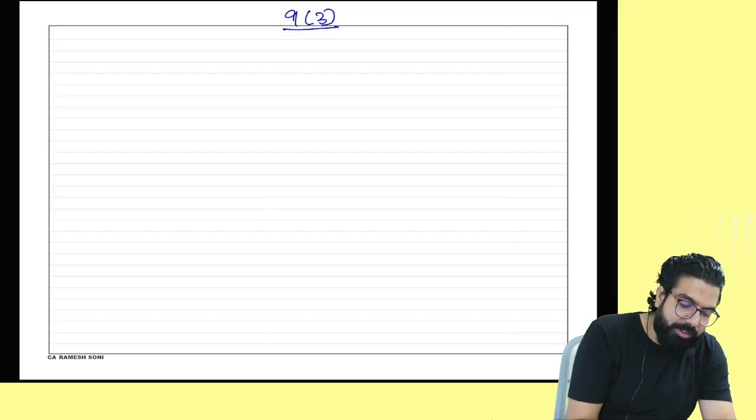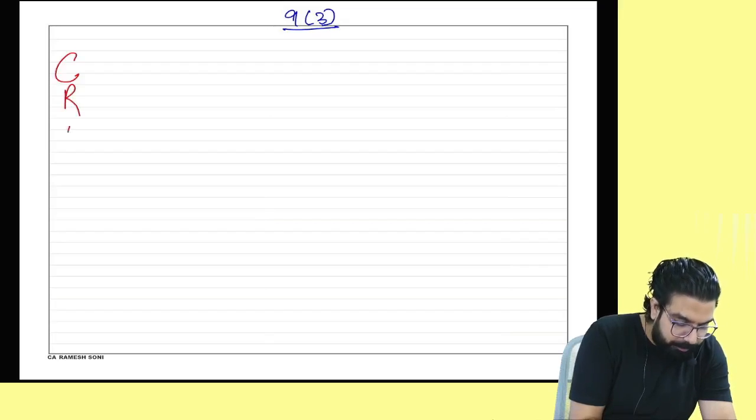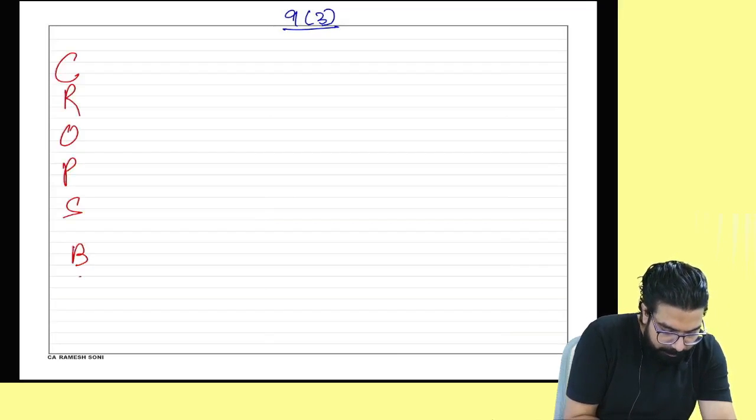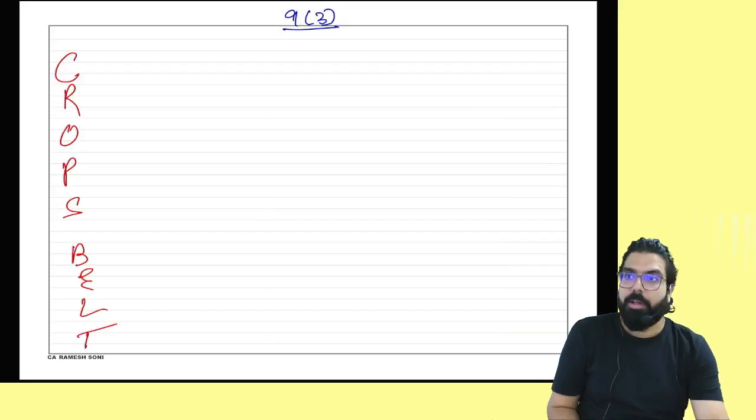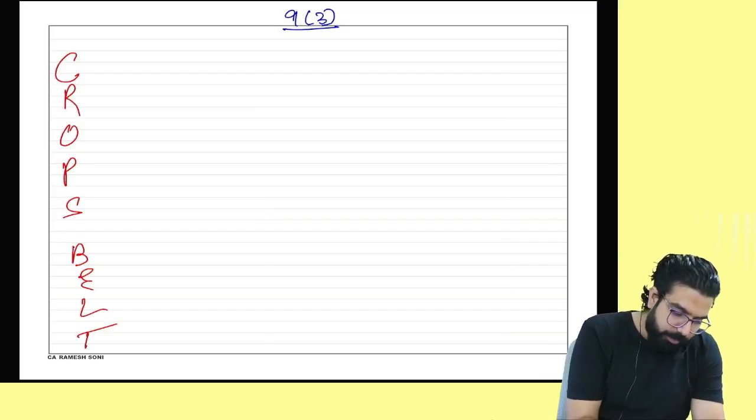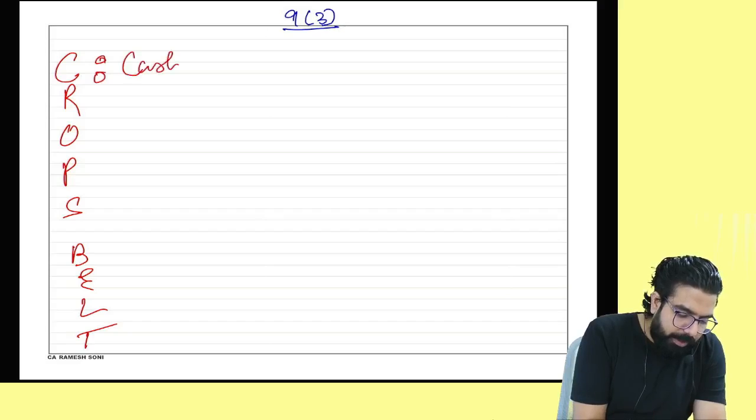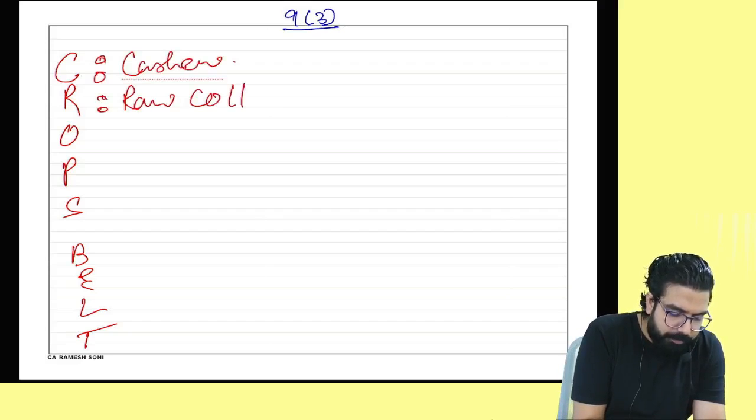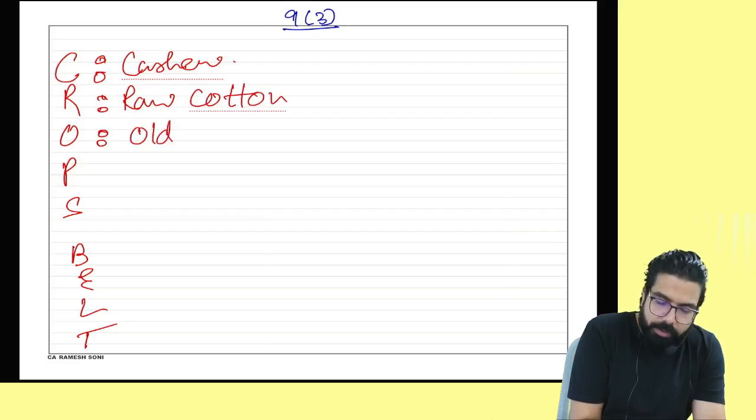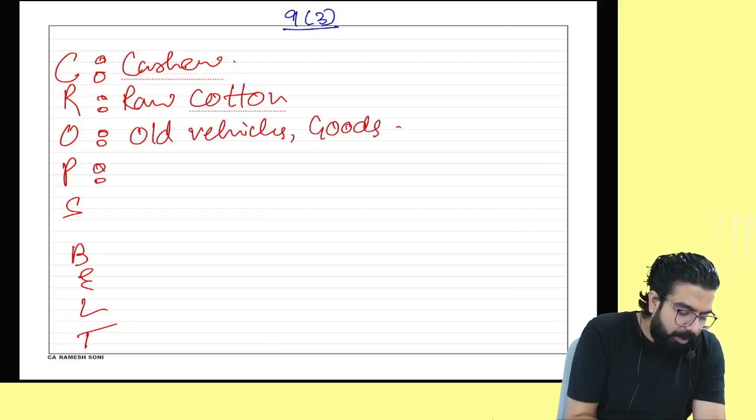Sir, how will you remember on what things RCM is applicable? For the goods on which RCM is applicable, you can remember CROPS BELT. Okay, everyone? What is CROPS BELT? C for cashew. R for raw cotton. O for old vehicles, goods, etc. P for priority sector lending certificate.